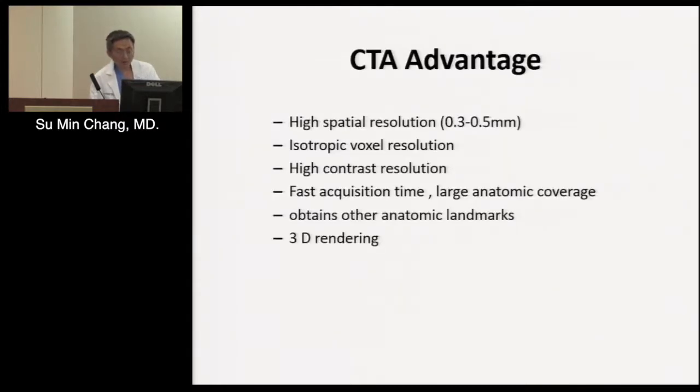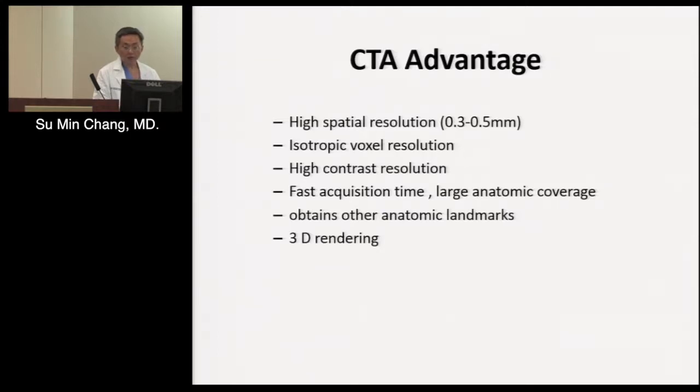The advantage I put here is compared to other non-invasive modalities, mainly echo, nuclear, and MRI, not compared to invasive. It is the non-invasive technique with the highest spatial resolution. I'd say about 0.5 millimeter, which is sufficient but not ideal.